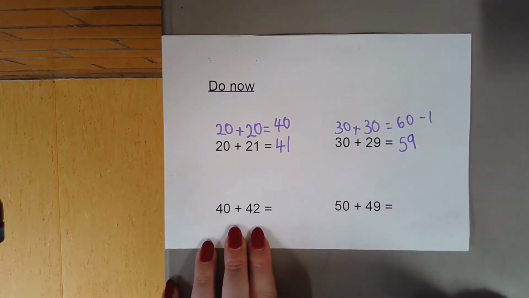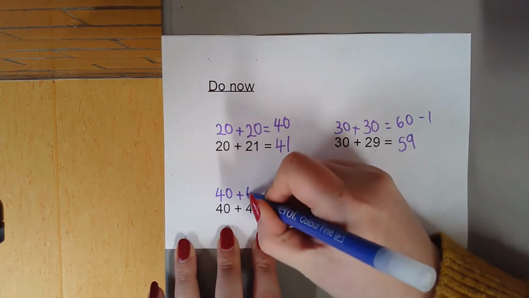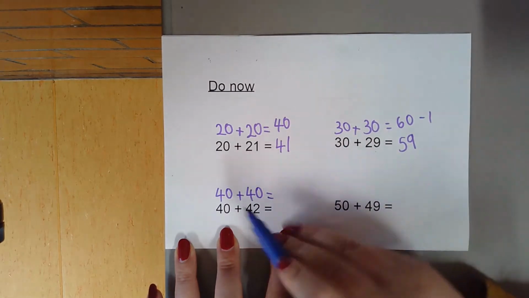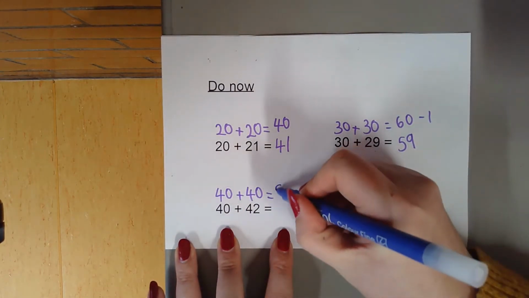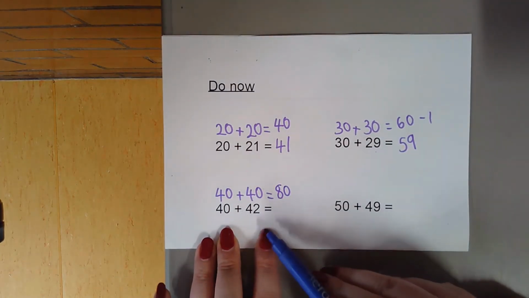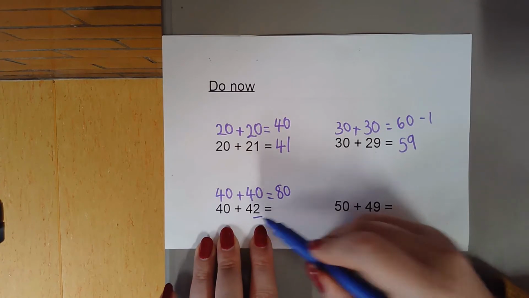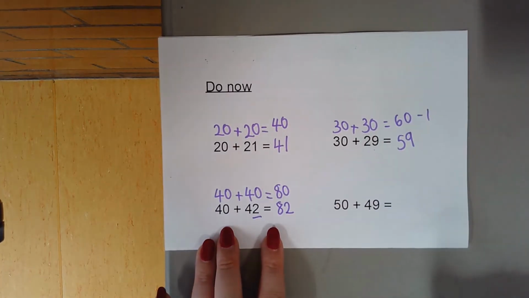40 add 42. It's very similar to 40 add 40. If I know that 4 add 4 equals 8, then I know that 40 add 40 equals 80. But again, I didn't want to add 40, did I? I wanted to add 42, so I need to add 2 more. 80 add 2 equals 82.